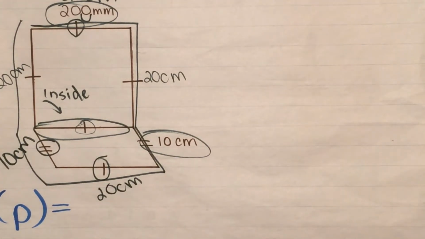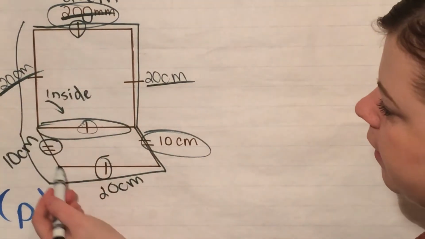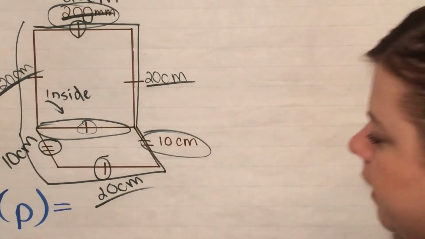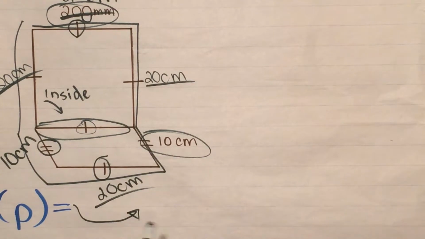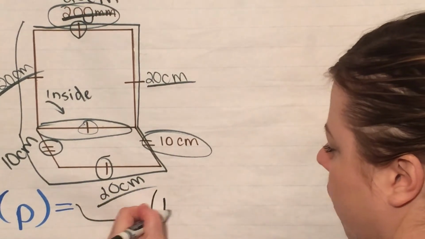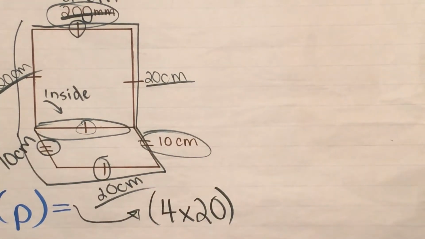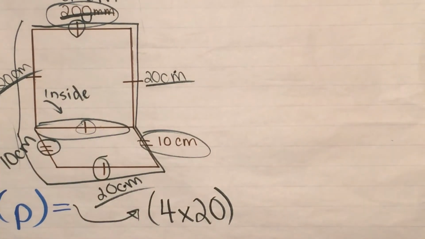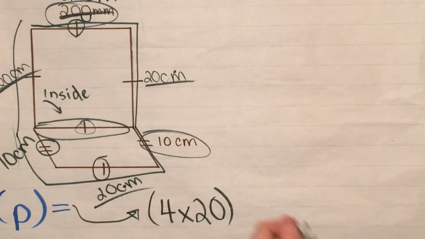Because I have so many dimensions that are the same, I'm going to see how many times I have 20. I have it 1, 2, 3, 4. I have it 4 times. So to calculate my perimeter, I'm just going to go like this. I have 4 20s, so I'm going to go 4 multiplied by 20. Again, don't forget, I could have done repeated addition. I could have done 20 plus 20 plus 20 plus 20. But I'm going to use some multiplication because I want to show you multiple ways for calculating the perimeter.